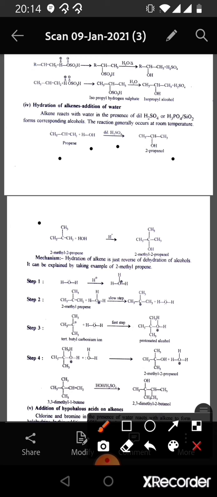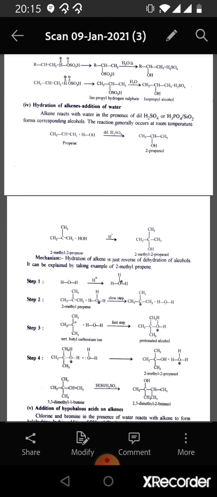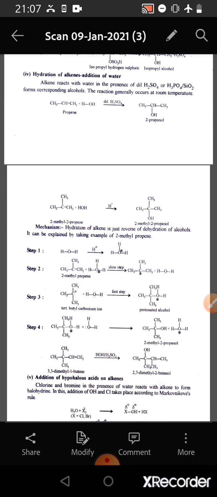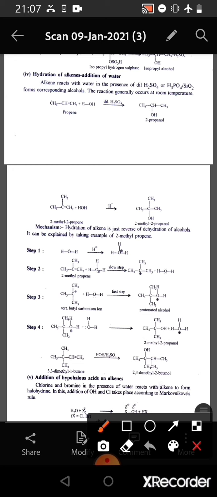or 2-methylpropene undergoes hydrolysis in the acidic media and forms 2-methyl-2-propanol. If we consider the mechanism, then it is seen that hydration of alkene is just the reverse of dehydration of alcohols, and we can explain it by taking the example of 2-methylpropene. So in the first step, water molecule adds a proton and forms hydronium ion. In the second step, this hydronium ion reacts with 2-methylpropene and forms a carbonium ion and water molecule.